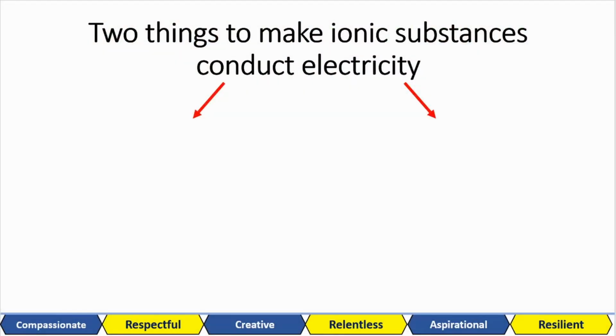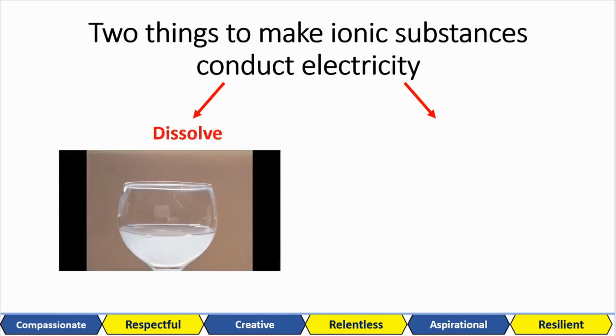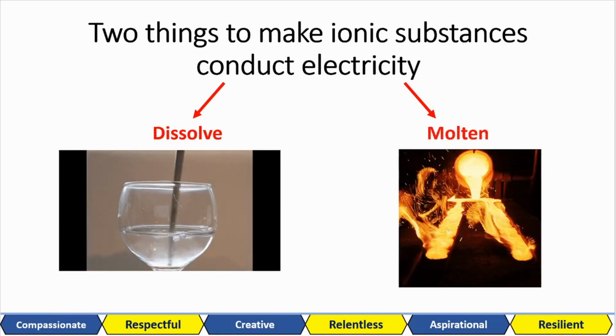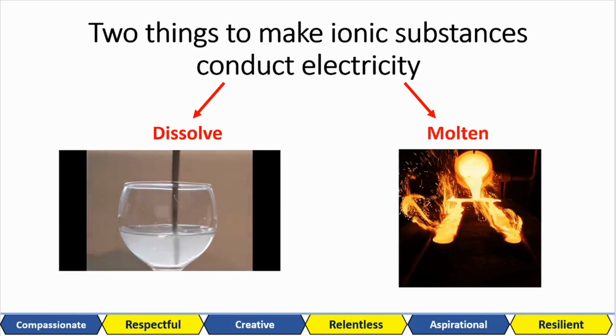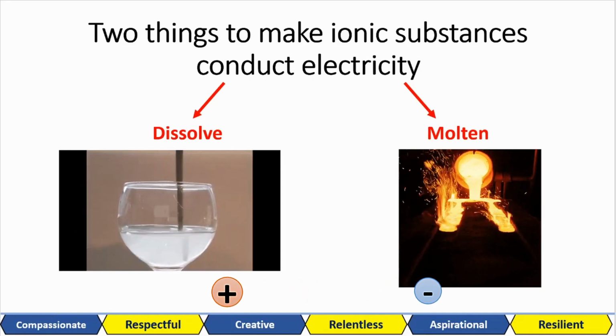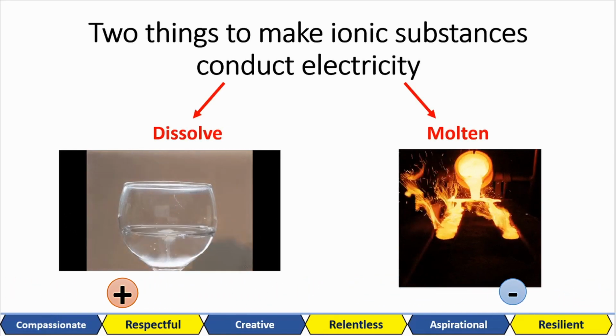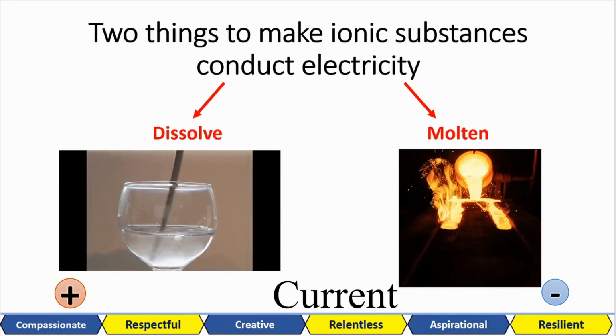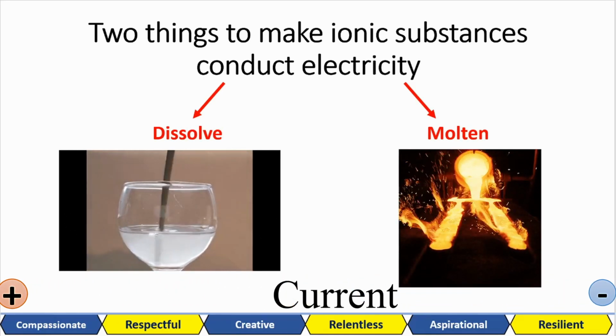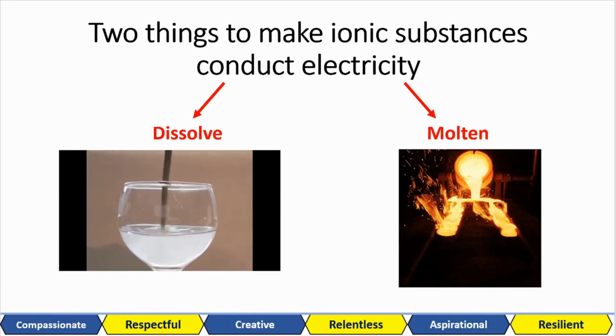That means that we need to do two things in order to make ionic compounds conduct electricity. We can either dissolve them so that they're aqueous, or we can melt them so that they're molten liquids. Again, this is so that the individual ions are free to move around, and when charges move, that is a current. So by the ions moving around, we can pass an electric current through it.